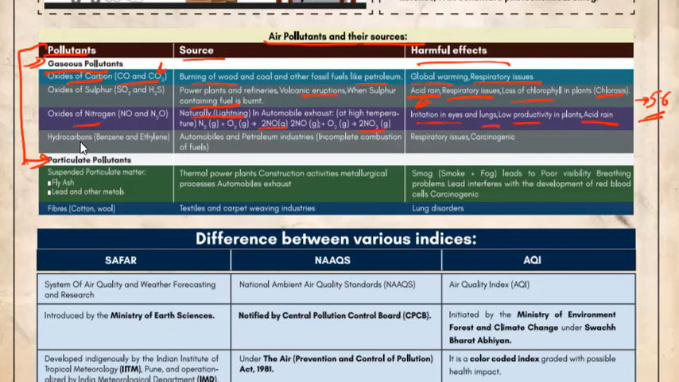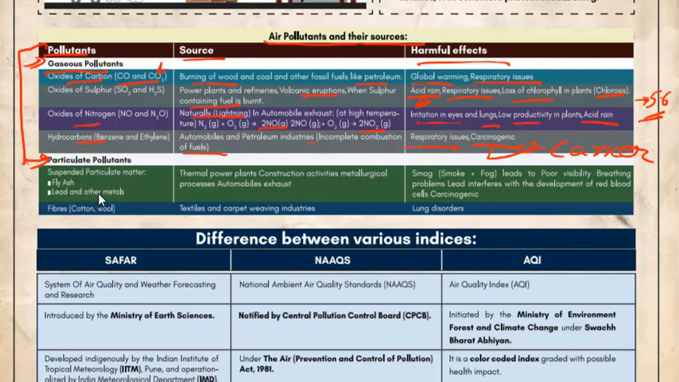Next is coming to the hydrocarbons. Sources are automobile and the petroleum industries, incomplete combustion of fuels. These are carcinogenic. What is carcinogenic? Which can cause cancer is known as carcinogenic. And respiratory issues will also be there. Just you should see once.